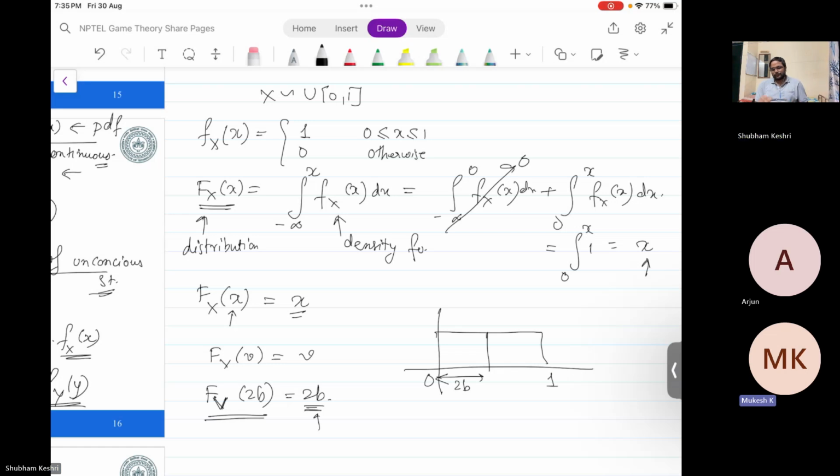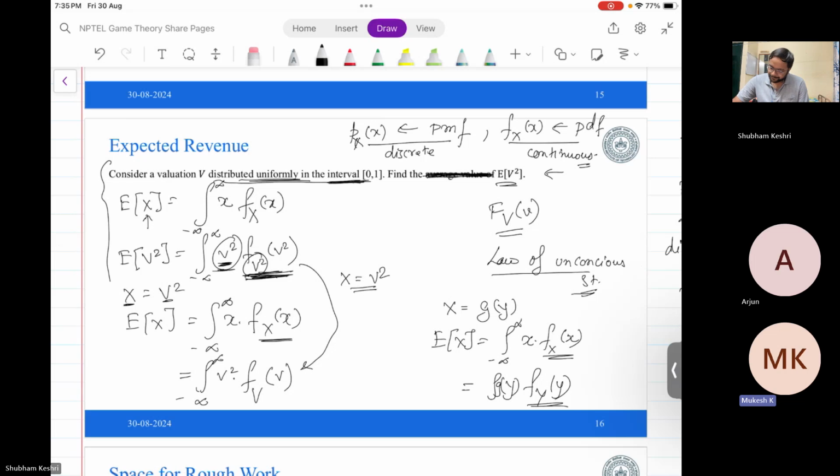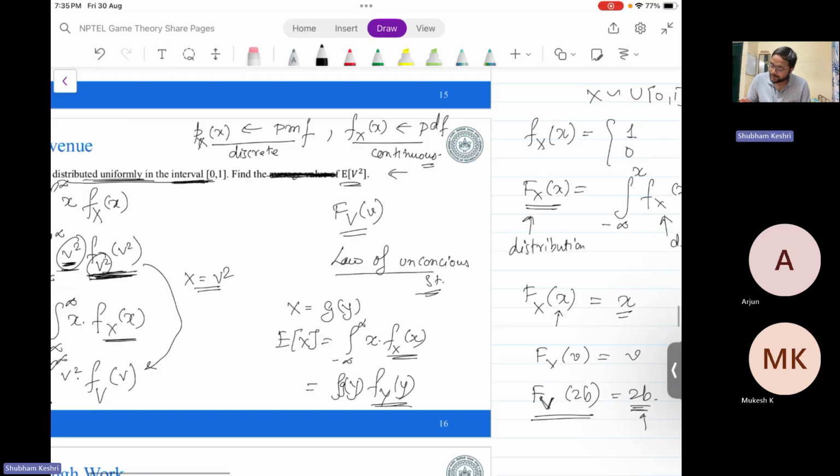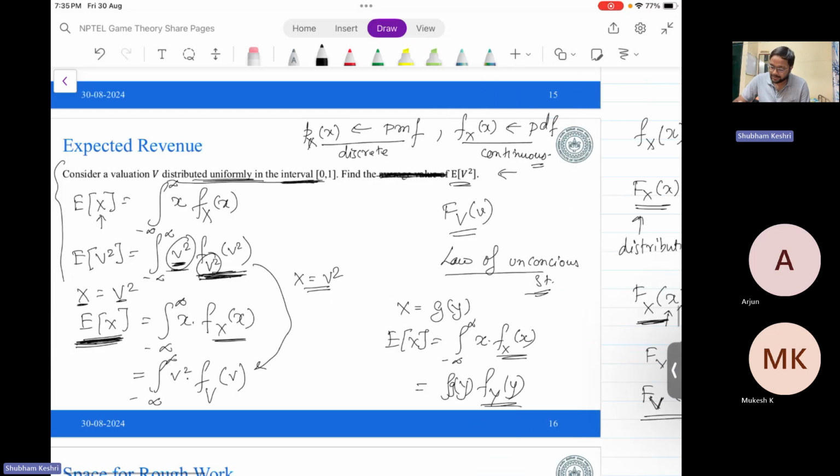On the left-hand side, the v square that you had written, you replace it with x, and then it was the integral from minus infinity to infinity of x times f x of x. This is expectation. This is not the density or distribution. This function and that function are different. Over here it is the expected value of x; over there it is the distribution of capital X. That is why I was saying it might confuse you.